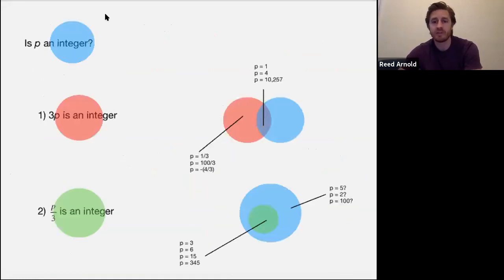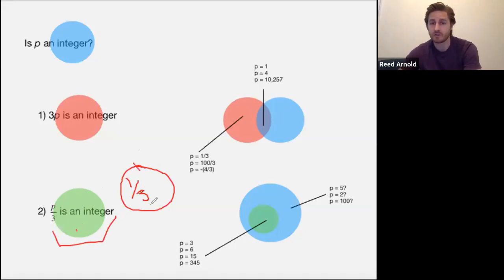So Jen is asking, doesn't p equals 1/3 invalidate b as an answer? See, but you're not understanding what b is. B is not an answer. B is a world we must live in. It tells me I am in a green circle. The green circle is the circle where p over 3 is an integer. 1/3 is not in the circle. It's over here. So since 1/3 isn't in the green circle, I don't get to play with 1/3 right now. The statements give me the worlds I have to live in. They are the constraints.